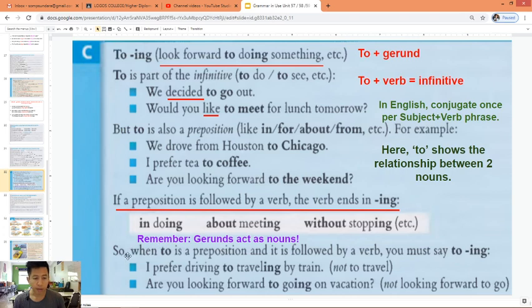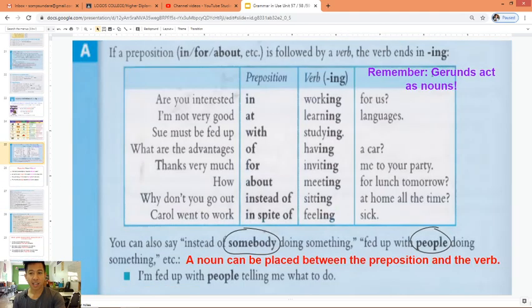An example down here. When "to" is a preposition and followed by a verb, you must say "to" and the gerund. I prefer driving to traveling by train. Right? So notice driving. Drive is a verb, but driving is a gerund, and gerunds act as nouns. You have to remember, gerunds act as nouns.